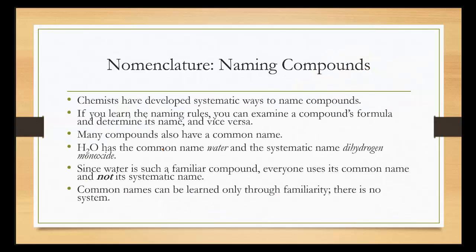Chemists have developed systematic ways to name compounds. If you learn the naming rules, you can examine the compound's formula and determine its name, and vice versa. Many compounds also have common names. For instance, H2O has a common name of water. However, the systematic name is dihydrogen monoxide. Since water is such a familiar compound, everyone uses its common name and not the systematic name. Common names can be learned only through familiarity. There is no system. In other words, you need to memorize it.